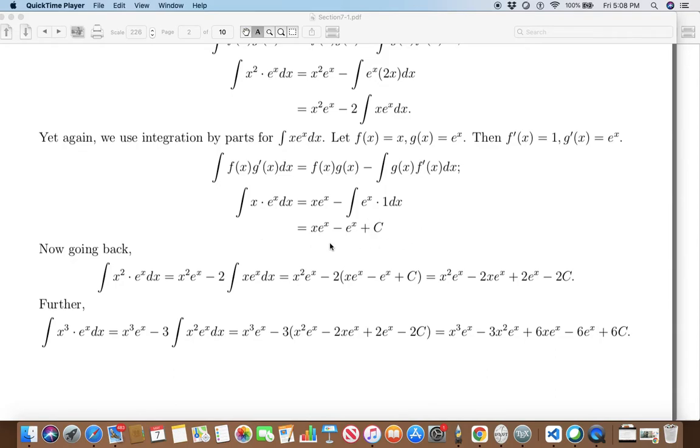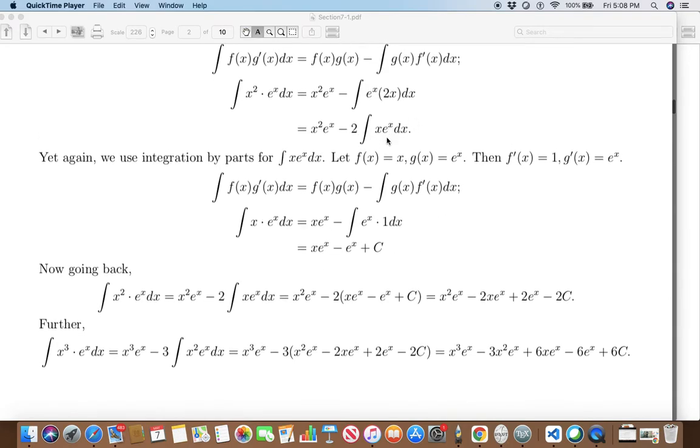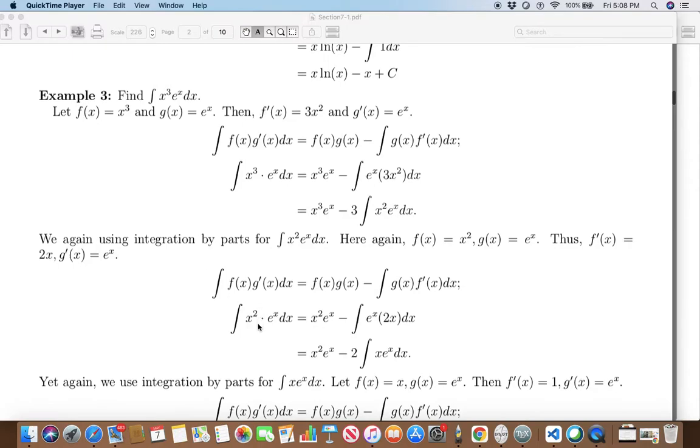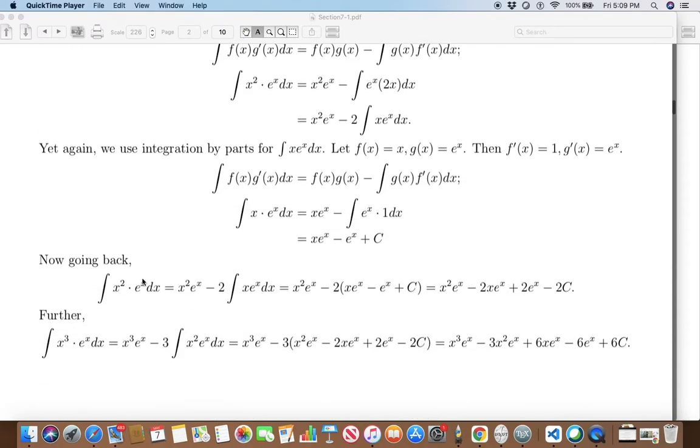So you see, now we can use this information. We were able to identify integral x e to the x. We can put it here. Once we put it here, we have identified integral x squared e to the x, which we can put here, which finally answers our question of x cubed e to the x. So that's what is being done.